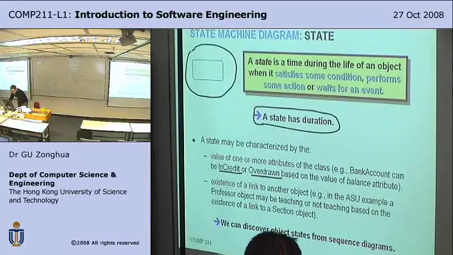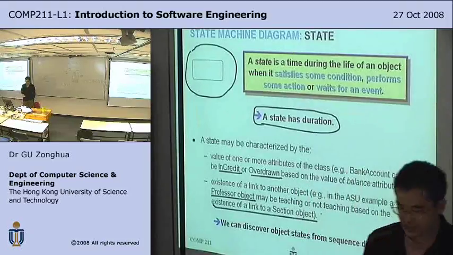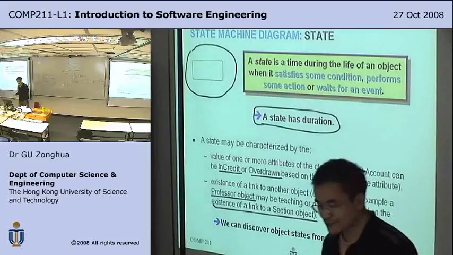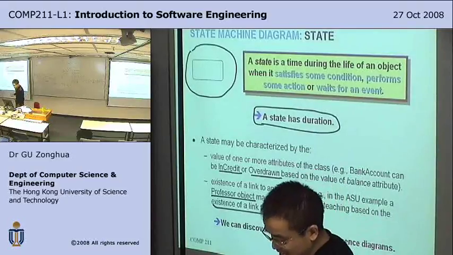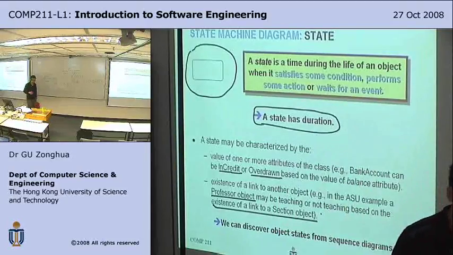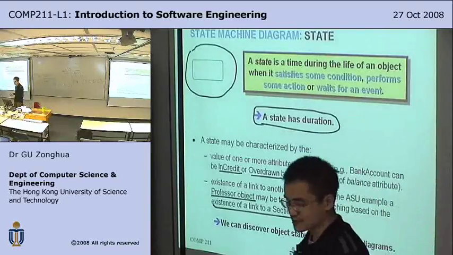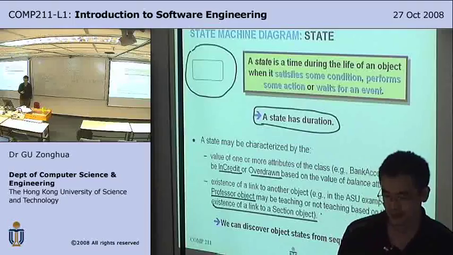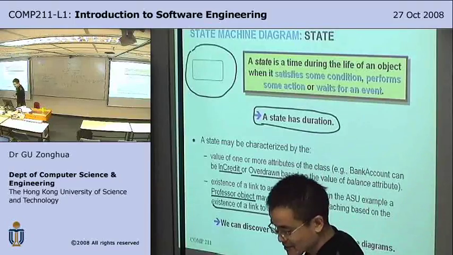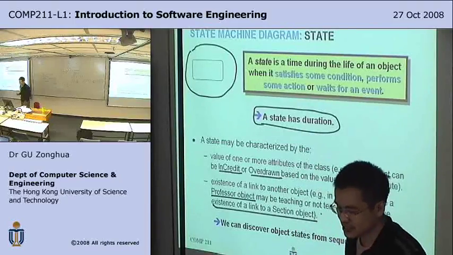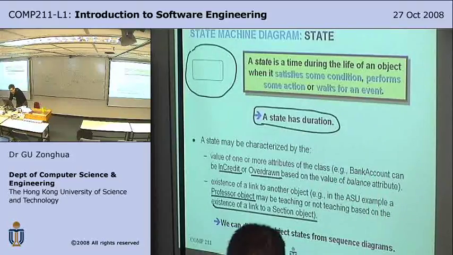Or a state may be characterized by the existence of a link to another object. So, for example, a professor object may be teaching or not teaching based on the existence of a link to a section object. So a professor object may have two states: teaching and not teaching. So how do you identify the states? You check for a link to a section object. If the professor object has no link to a section object, then it is in the not teaching state. Otherwise, it's in the teaching state.